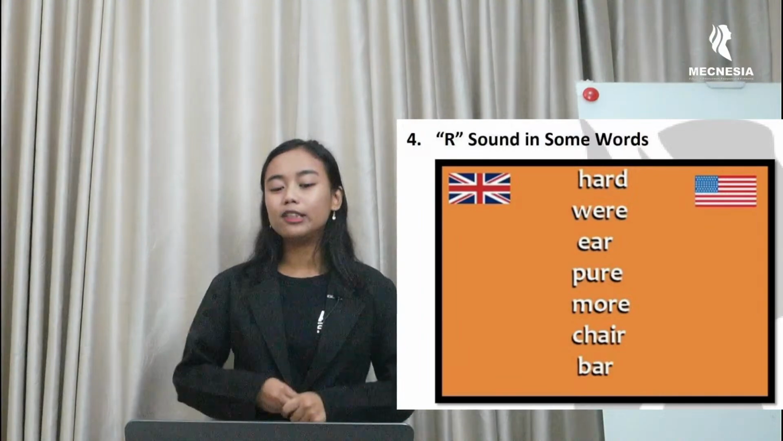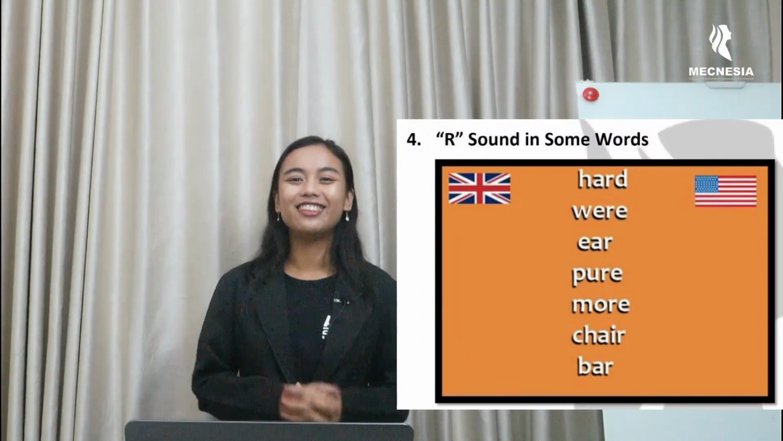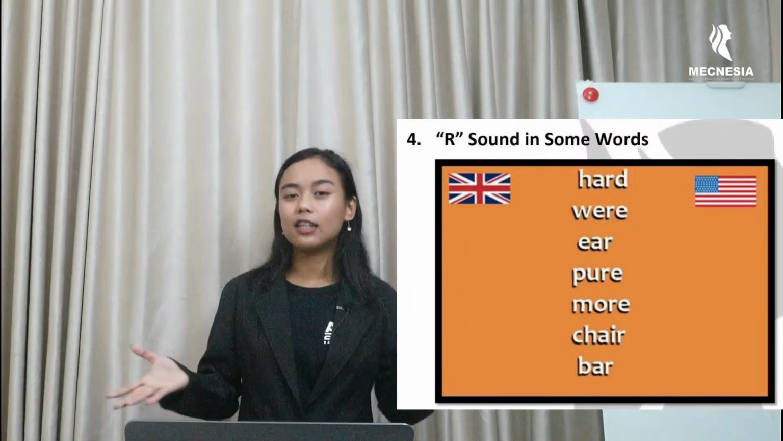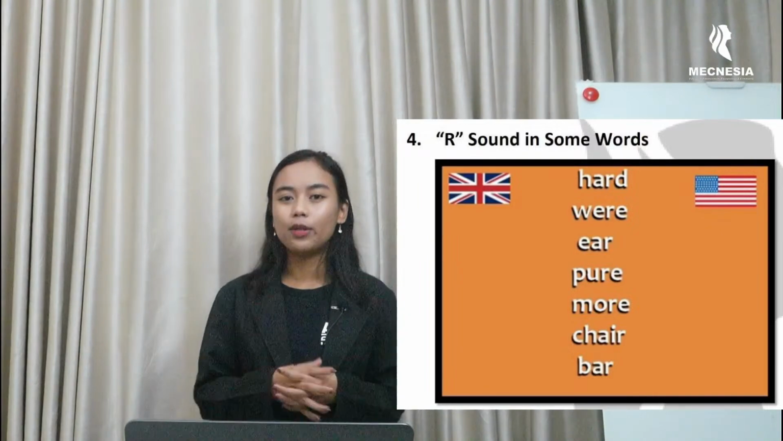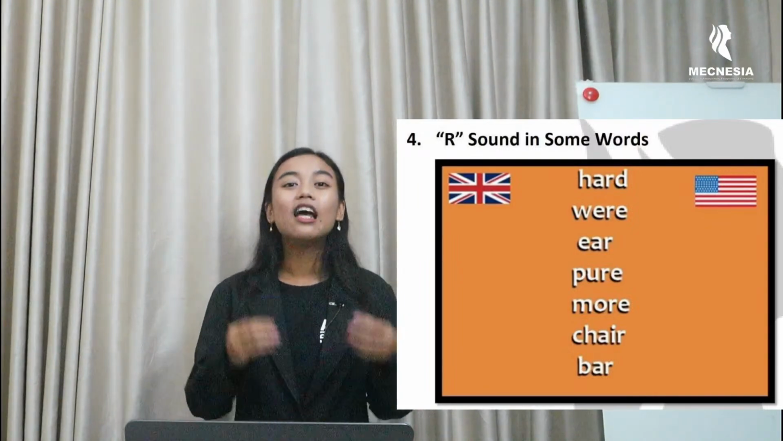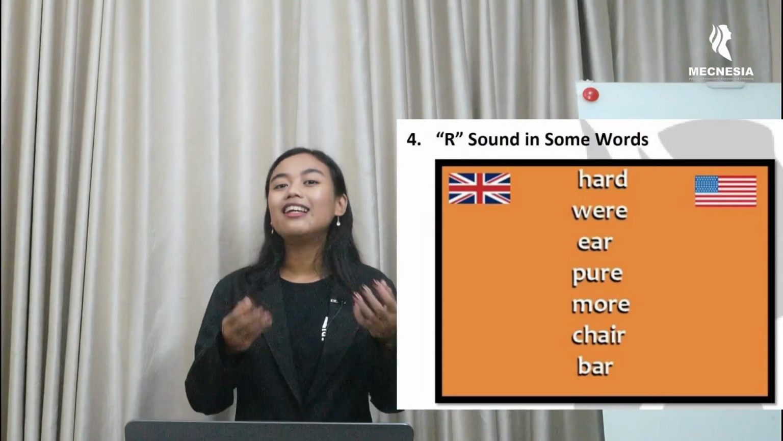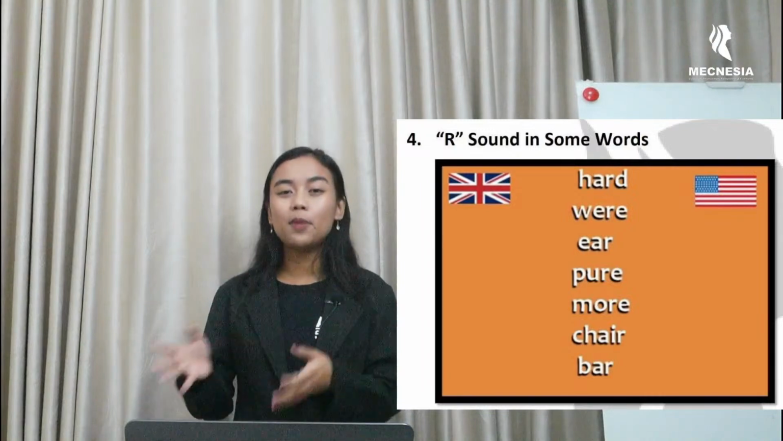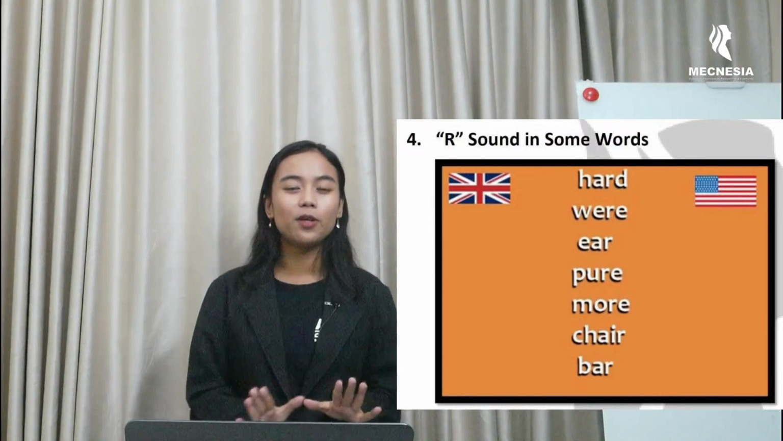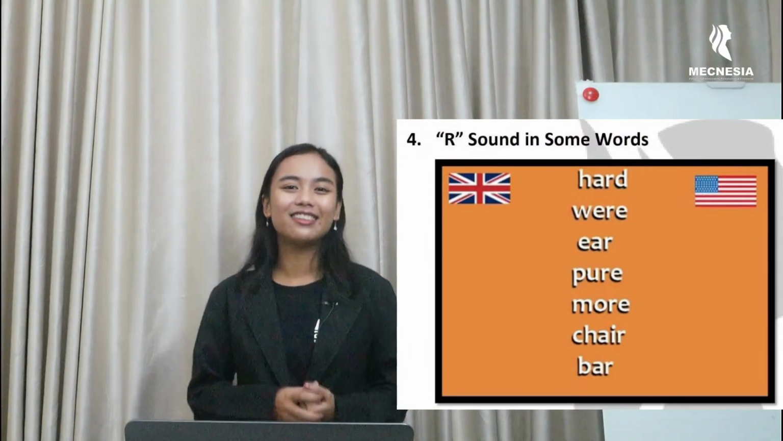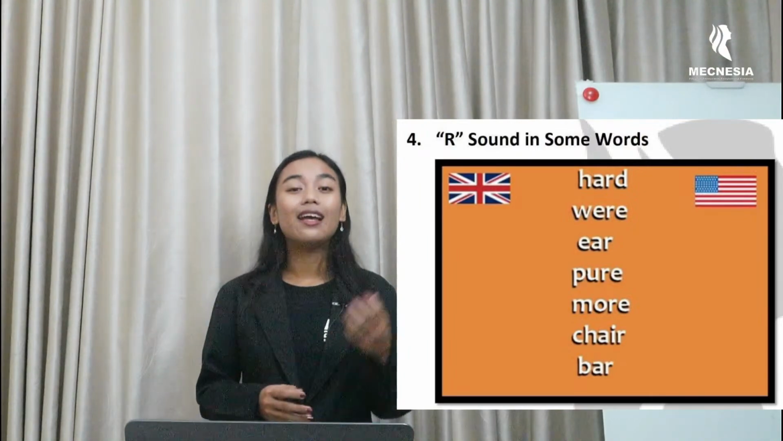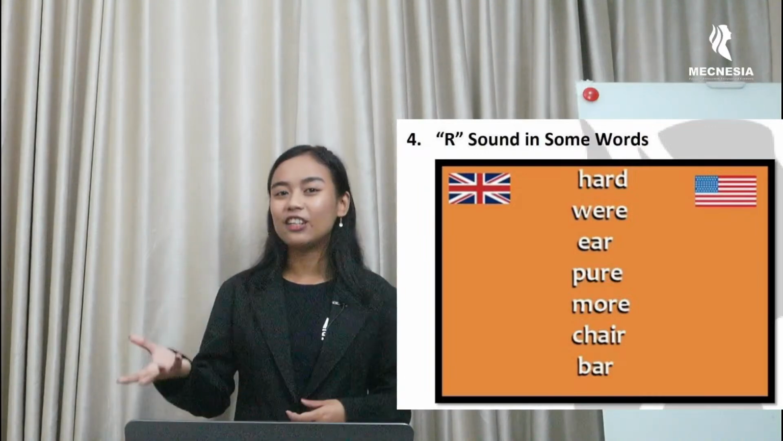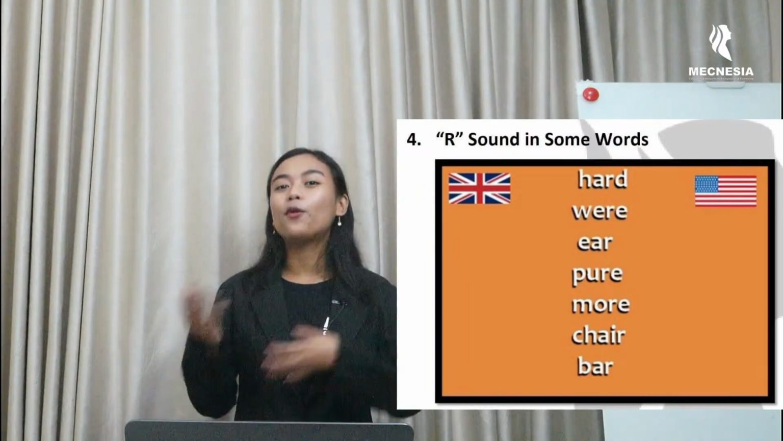So, now let's move to the word ear. Ear means telinga. In British English, the R is unclear. Bunyi R-nya tidak jelas, so it becomes ear. Let's try it with me. While in American English, sedangkan di bahasa Inggrisnya orang Amerika, we pronounce it as ear. Okay, ear or ear means telinga.